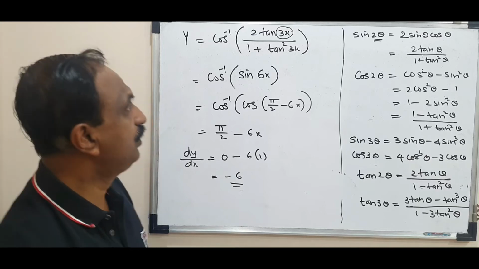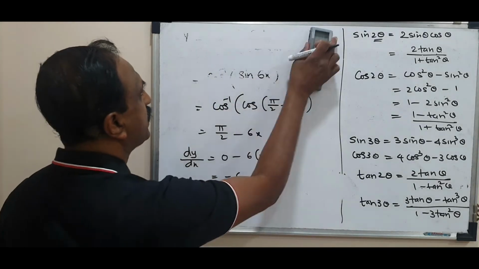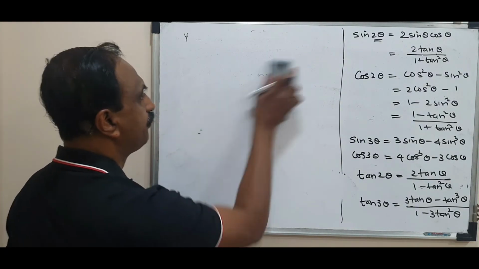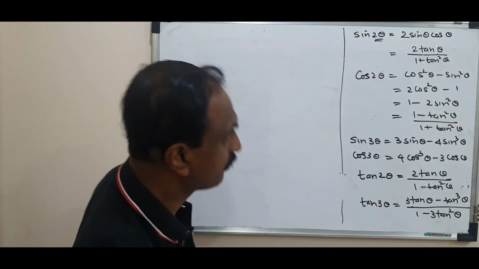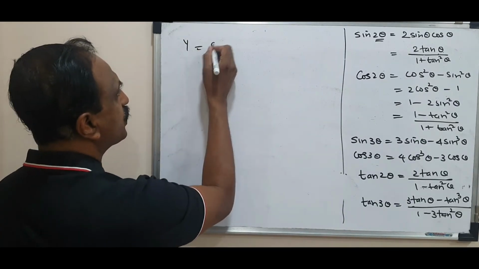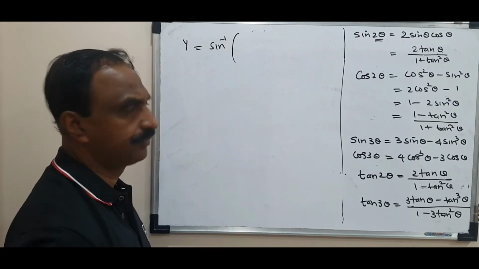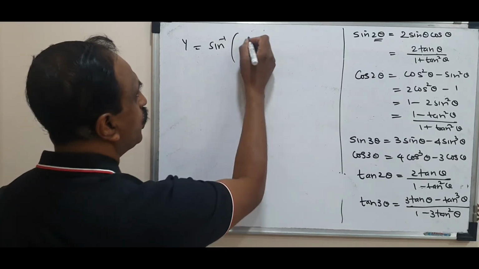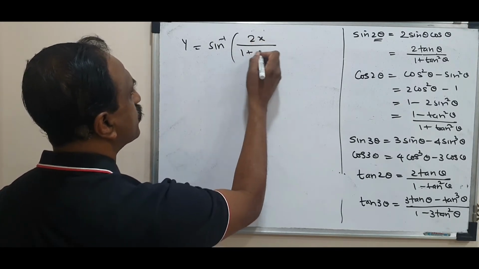Now let me come to a more interesting question. Let's have a look at this next problem. Y is equal to sine inverse of, let's say, 2x upon 1 plus x square.